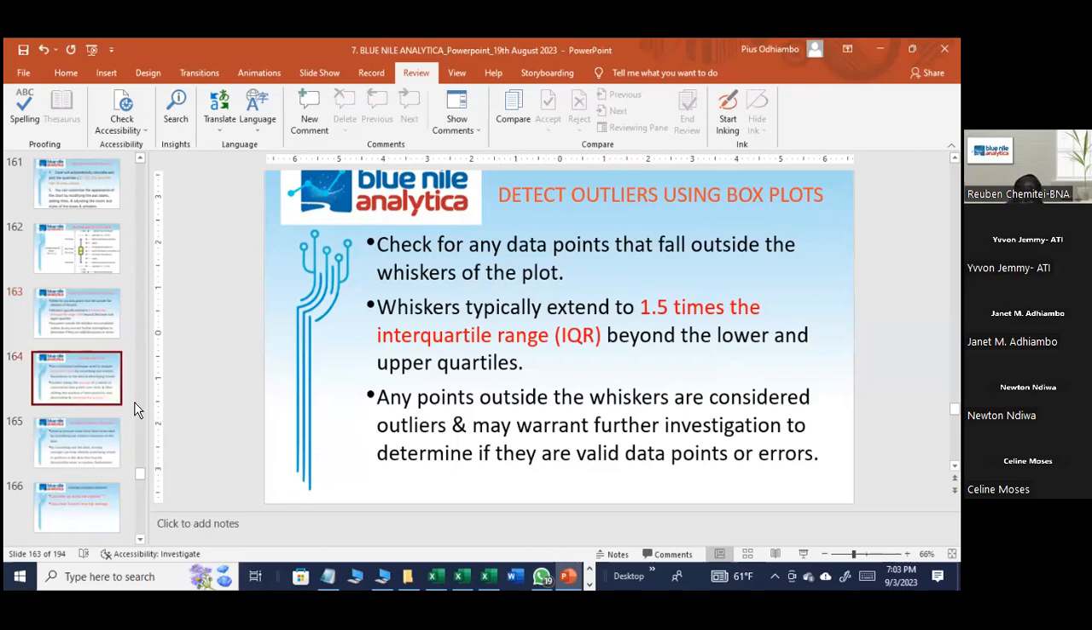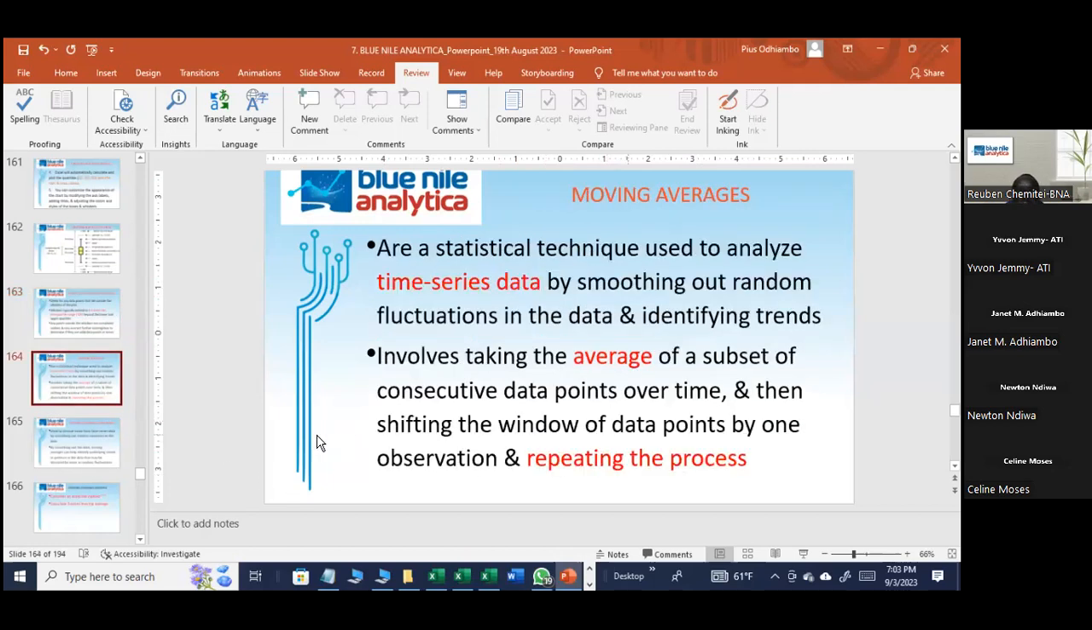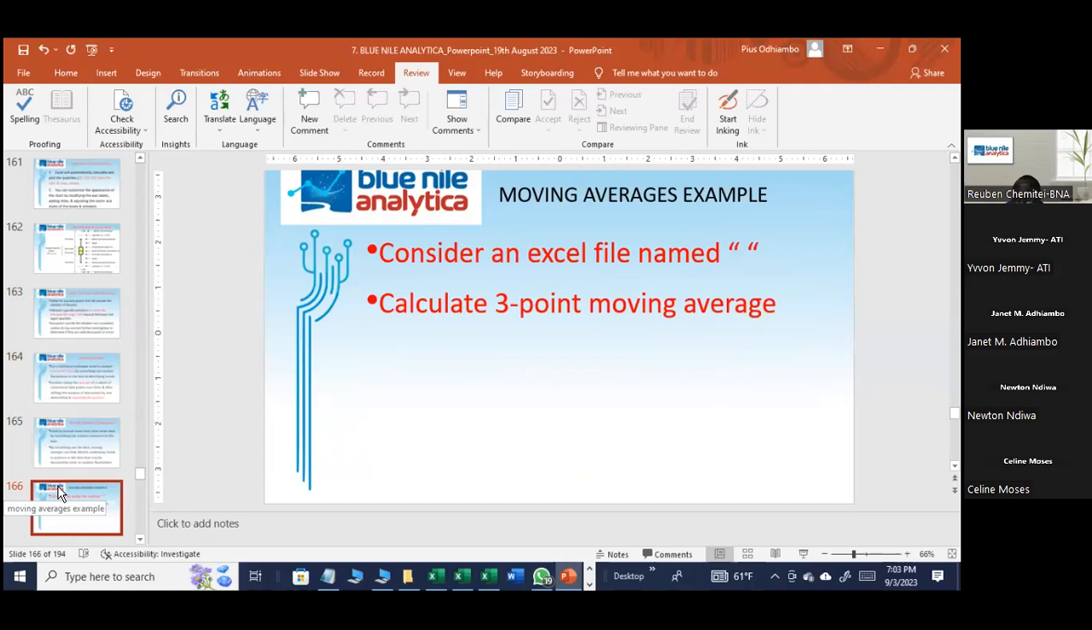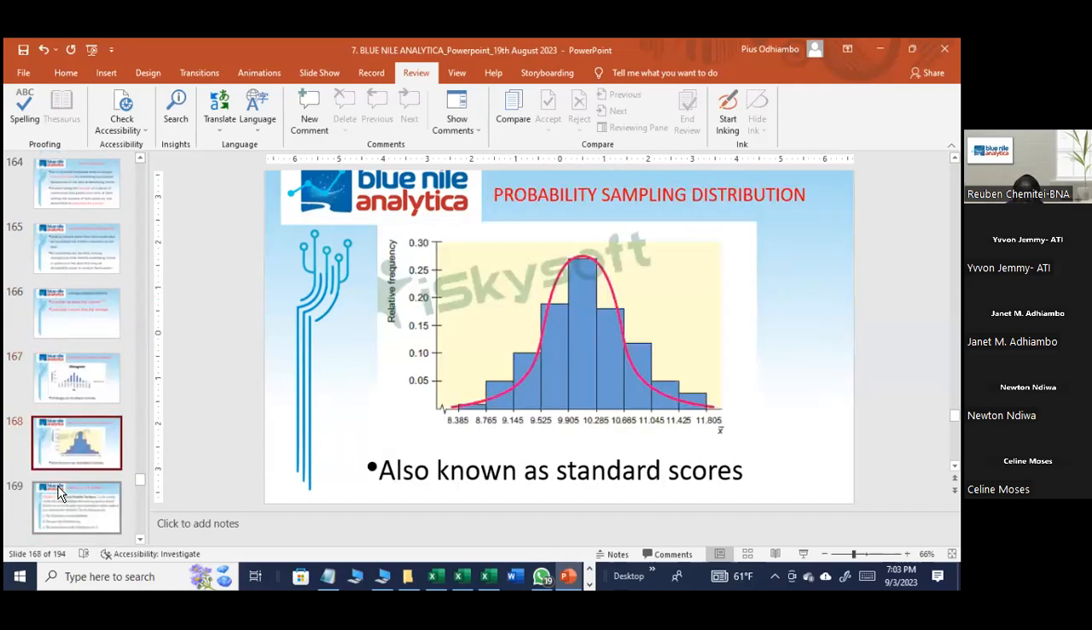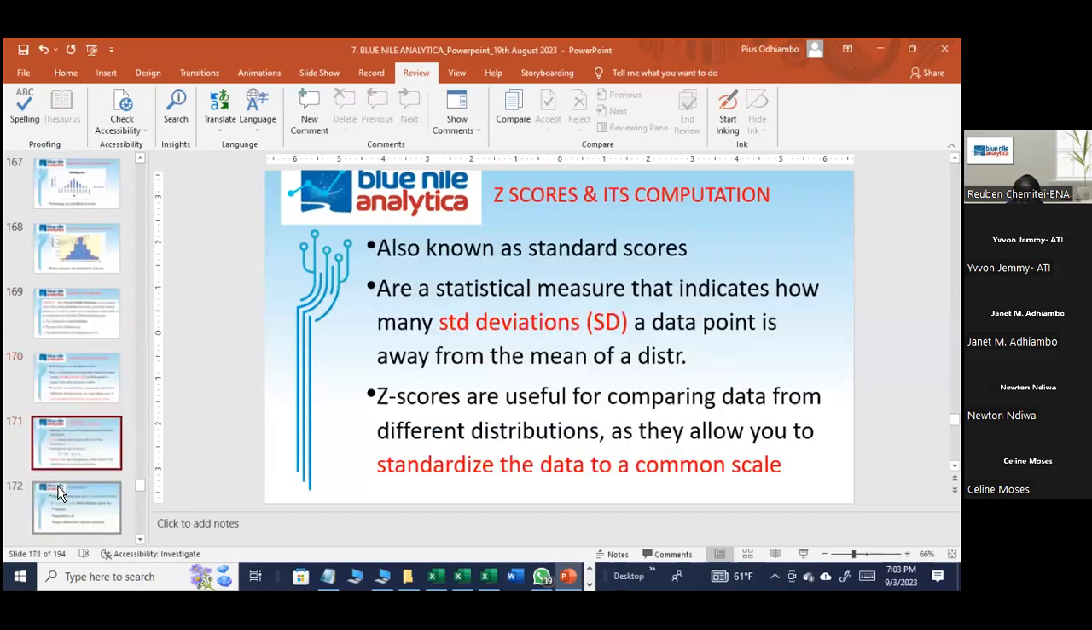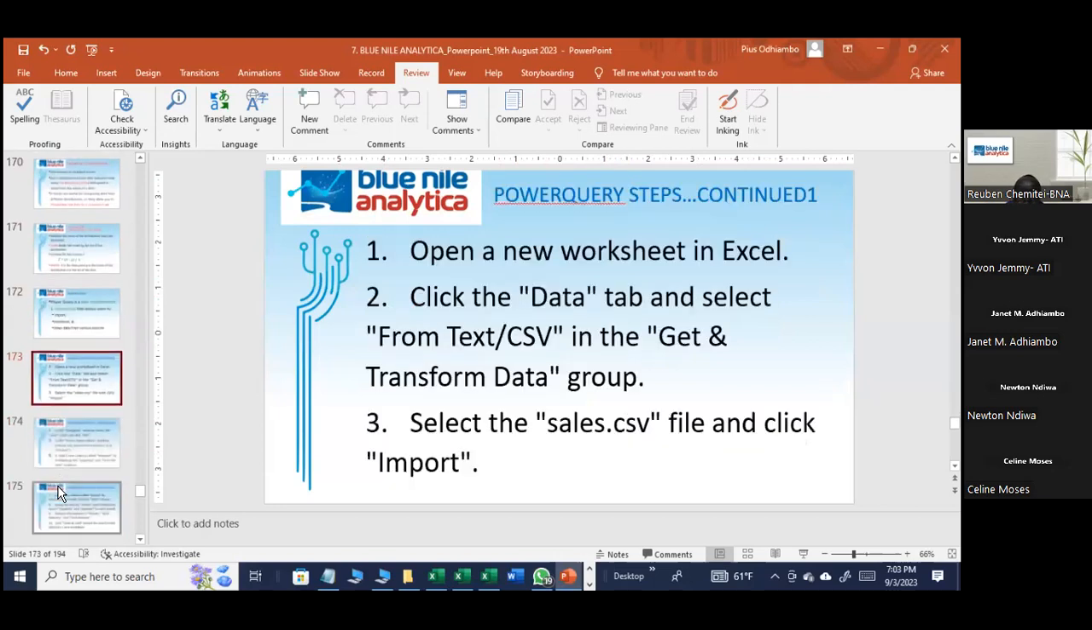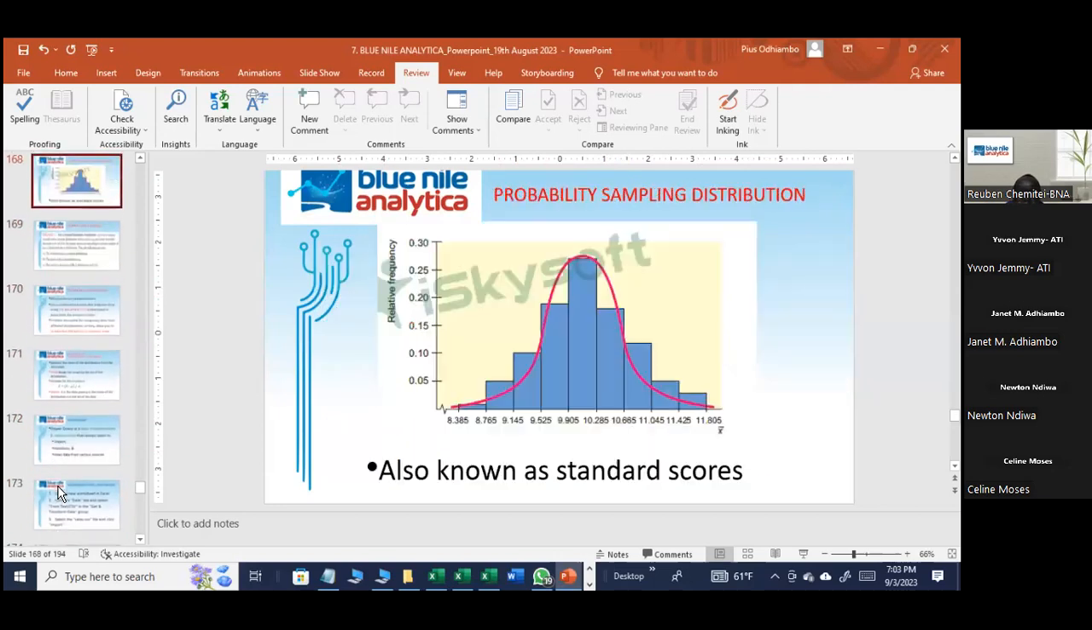Now let's move to moving averages. And I think this should be the last item that I would wish to cover. I'll mention a little about set scores, and then I think we should. Yes.